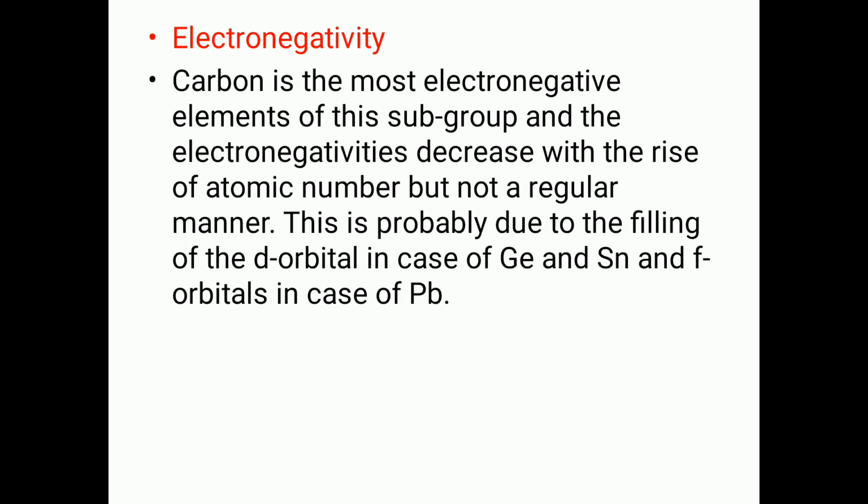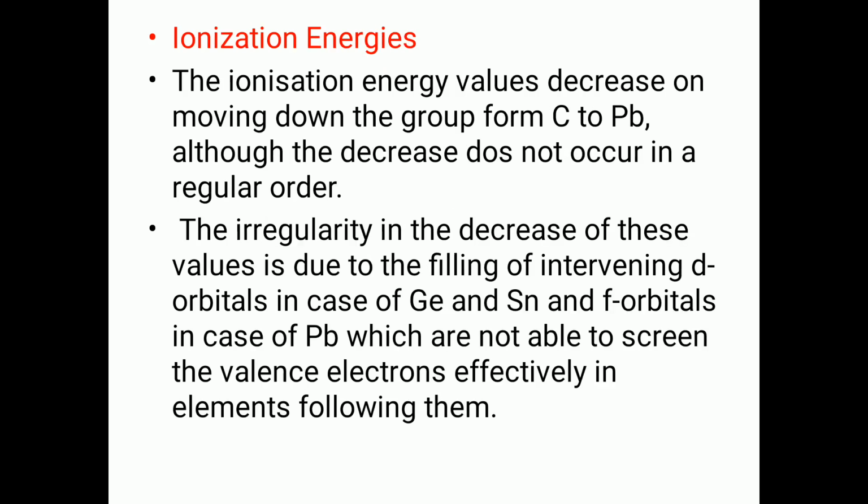Electronegativity. Carbon is the most electronegative element of this subgroup, and the electronegativities decrease with the rise of atomic number but not in a regular manner. This is probably due to the filling of the d-orbital in case of germanium and tin and f-orbital in case of lead.